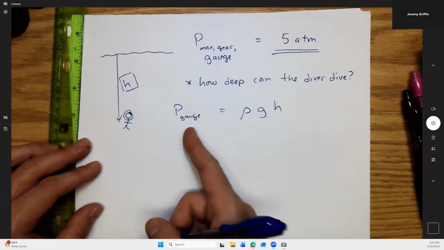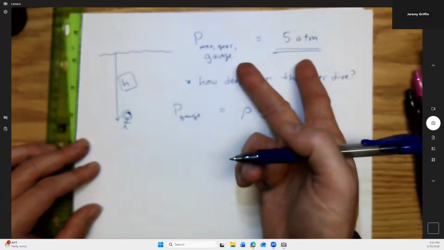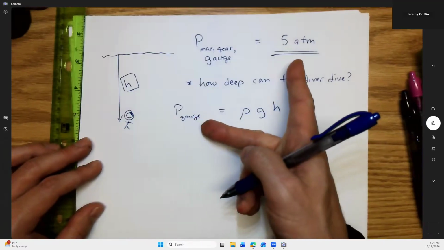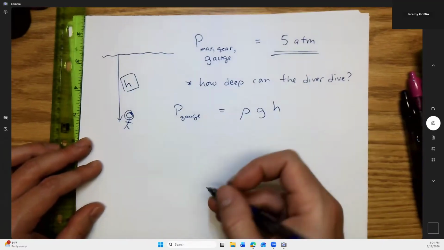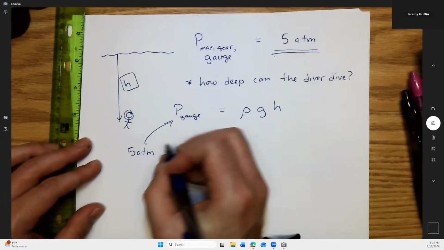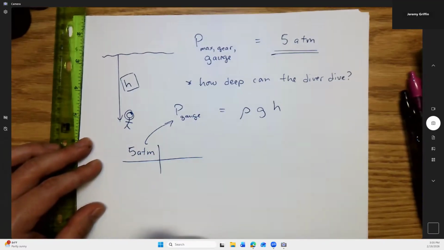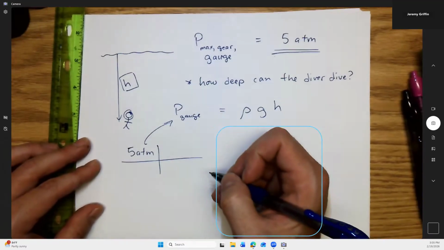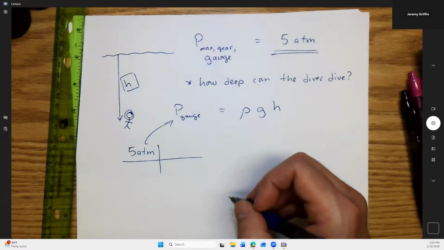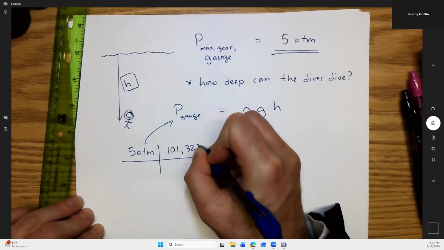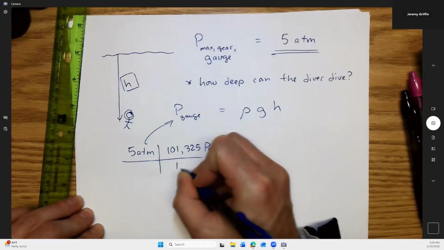No, because that's not a base SI unit. Guess what the base SI unit for pressure is? Pascals. Hey, should we convert this to pascals first? Yeah. Let's take 5 atmospheres. Again, that is the gauge pressure, but we really want that in pascals. So does anybody know how many pascals is how many atmospheres? 101.35. Yeah, you remember, right? So I got 101,325 pascals is equal to 1 atmosphere.